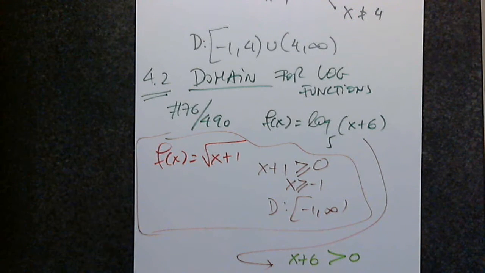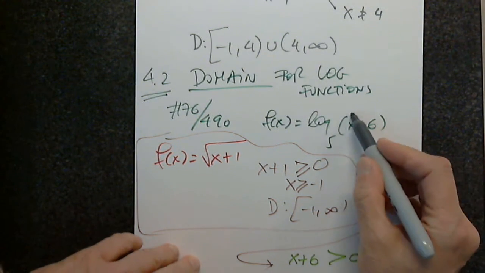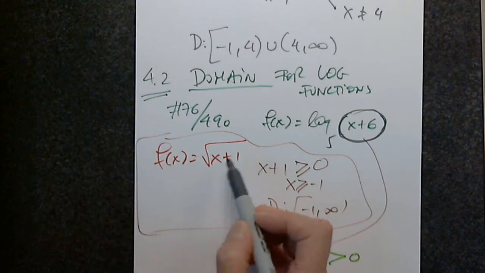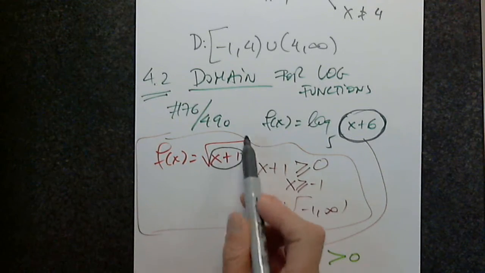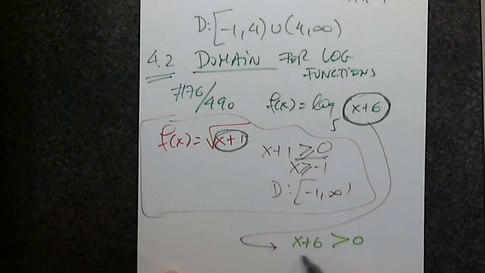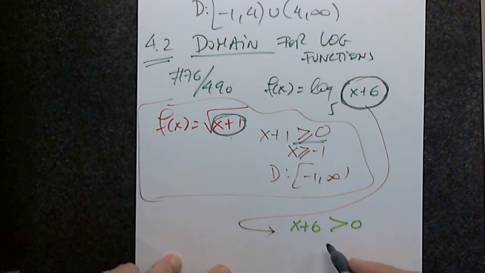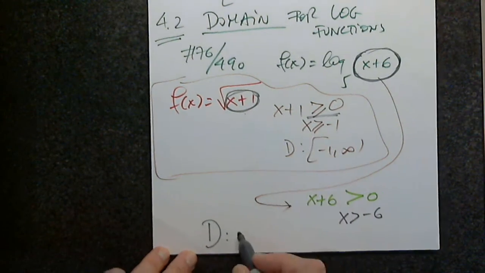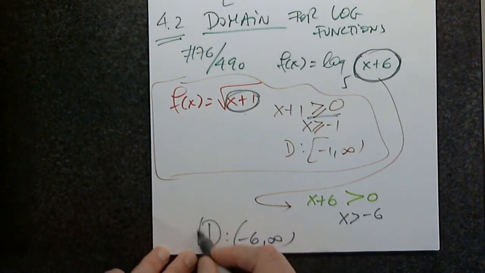So whatever we apply log to, and in this case we apply log to this expression. This is what log is applied to. That expression, like here, the square root is applied to this expression. Therefore, this one has to be greater than or equal to 0. In the same way, x plus 6, I cannot put the equal symbol here, however. So then x greater than -6. So the domain of this log function is -6 to infinity.